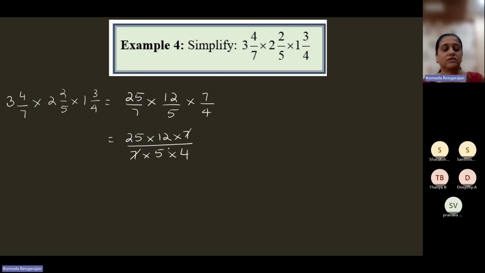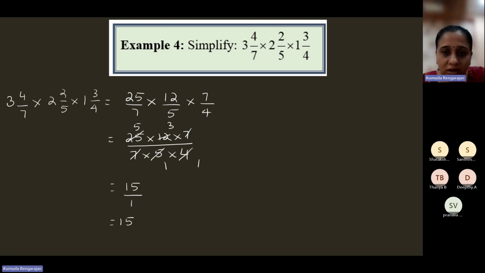7 and 7, you can cancel out. 4 ones are 4, 3 ones are 3, 5 ones are 5, 5 threes are 15. So 15 by 1, which is 15.